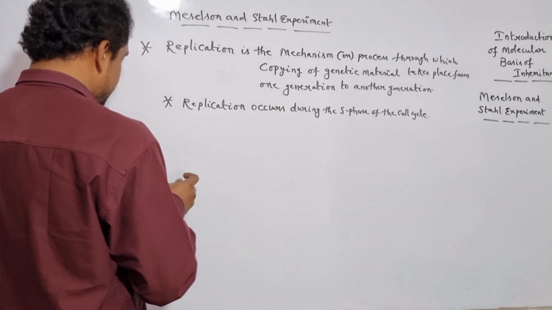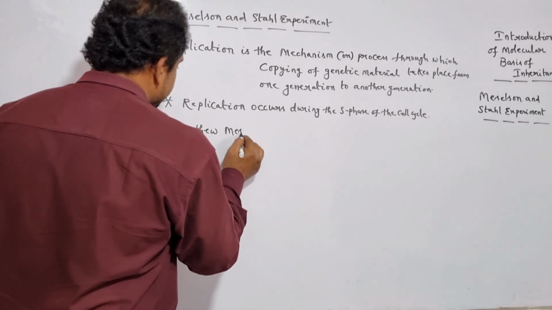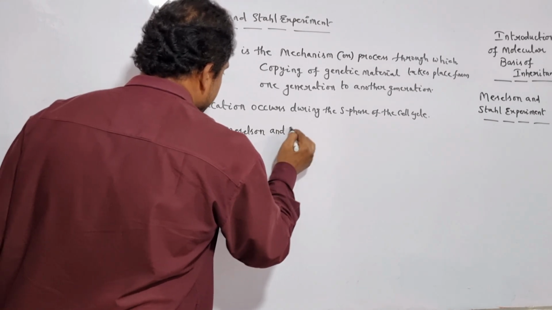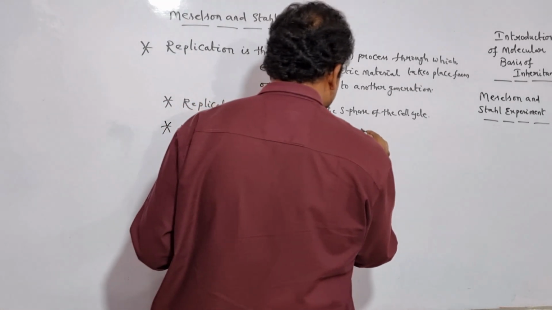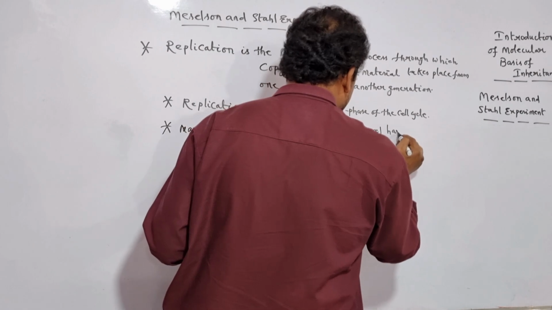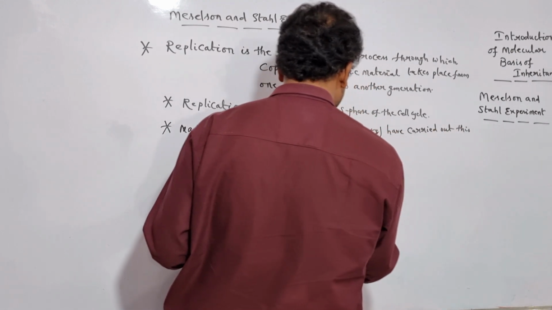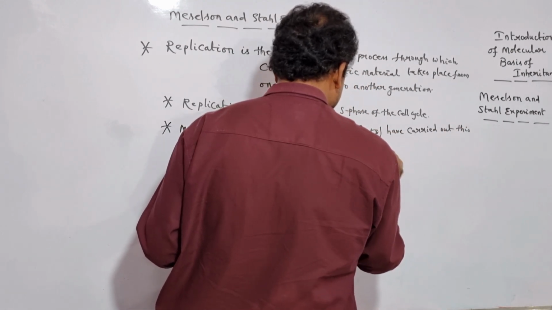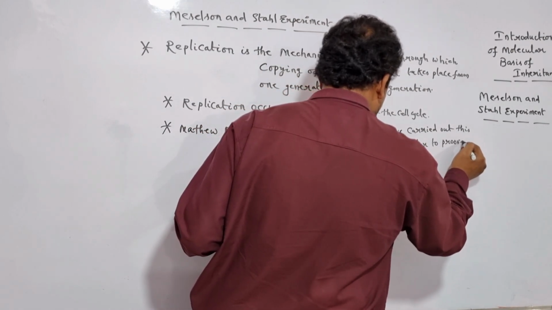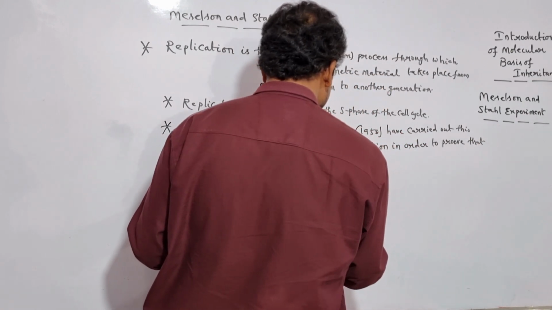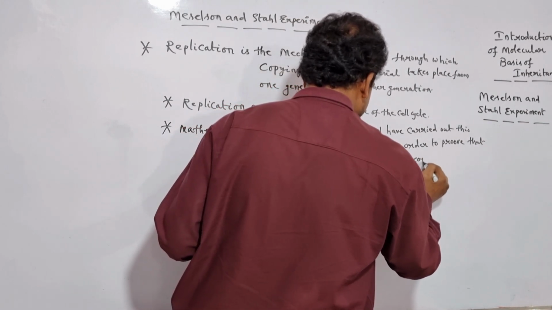Matthew Meselson and Franklin Stahl in the year 1958 have carried out this observation in order to prove that replication is semi-conservative, right?